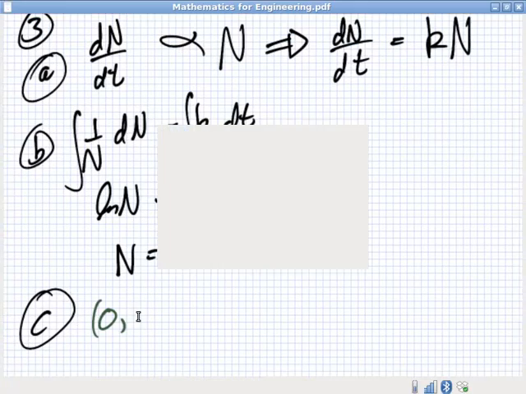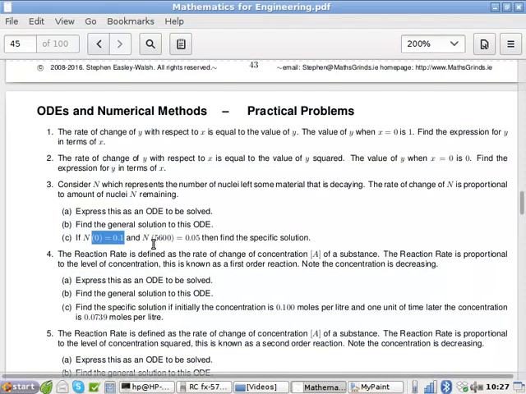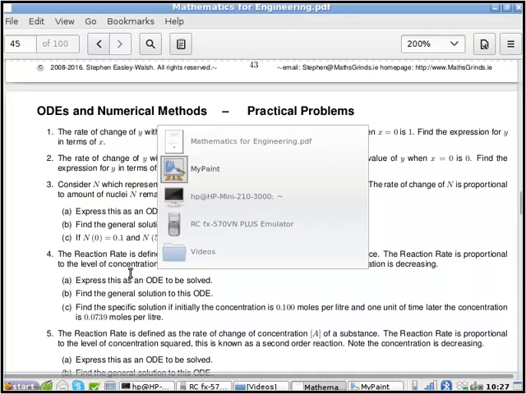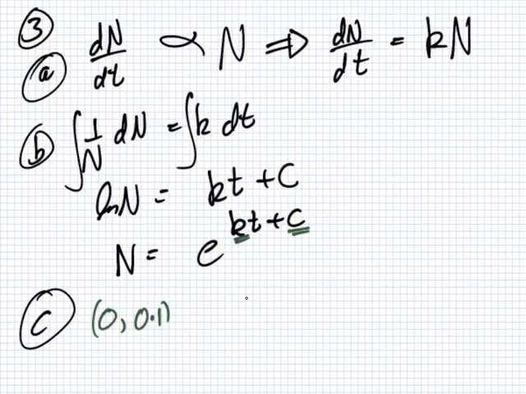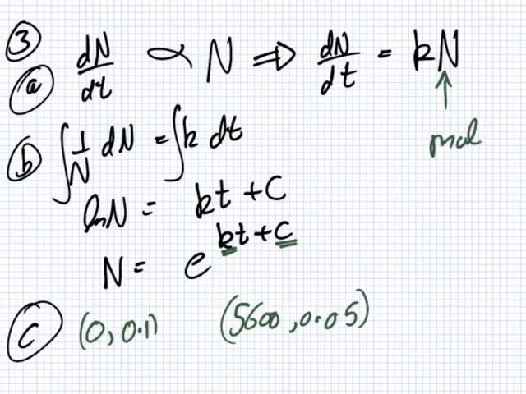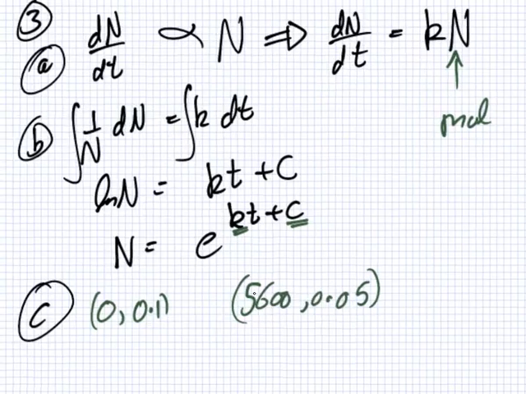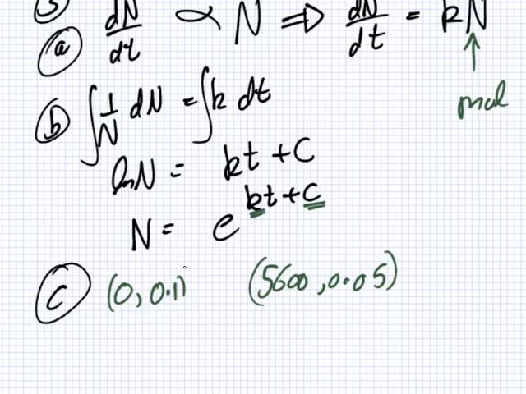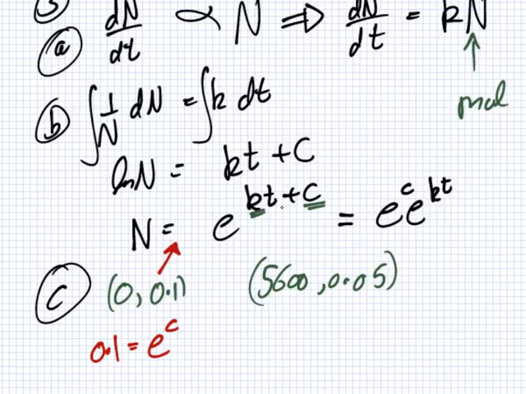So I tell you (0, 0.1) is a point, and then (5600, 0.05). Now, these numbers are small, so I must be measuring n in moles, but that's not important for this question. We just want the formula. Let's see if we can find the k and the C. Let's put this point in first, and I'll get 0.1 equals e^C, because the t is zero.